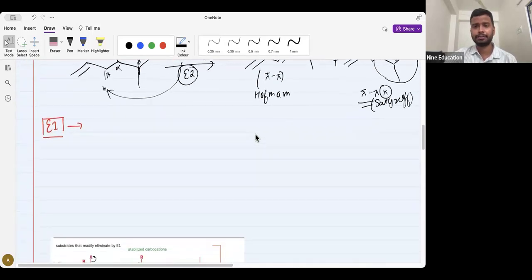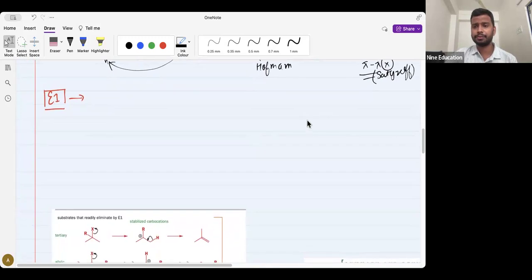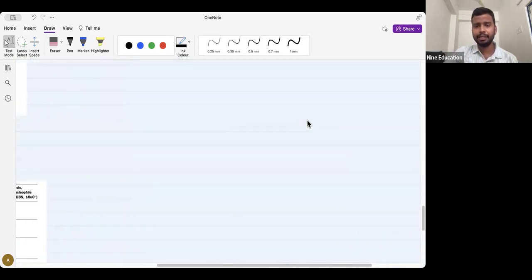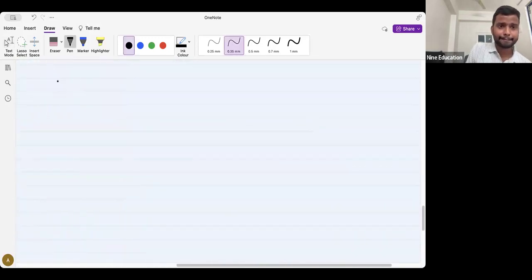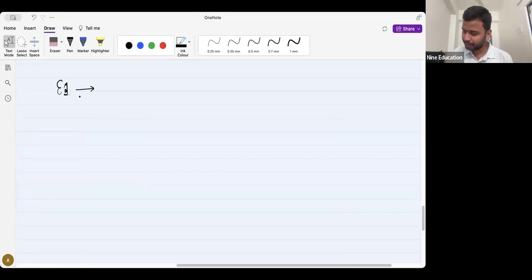Okay, let's say the second type of example I am taking, which is E1 elimination. See, what is E1 elimination? E2 we have learned. Now this is E1 elimination. See, what we have to do. Let's say I take an example, a small example if I take.